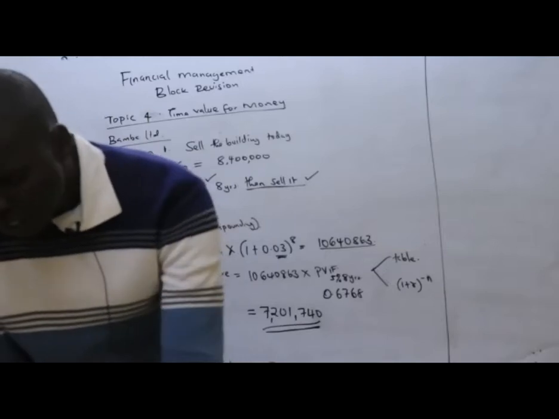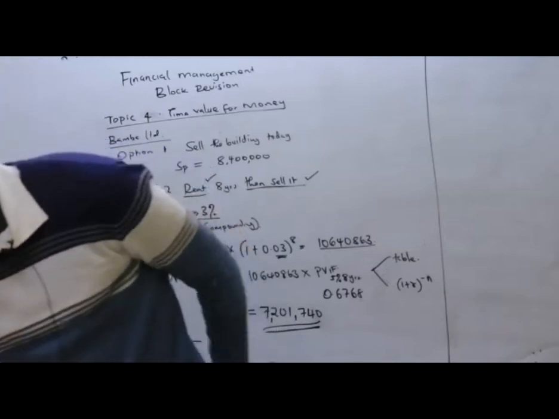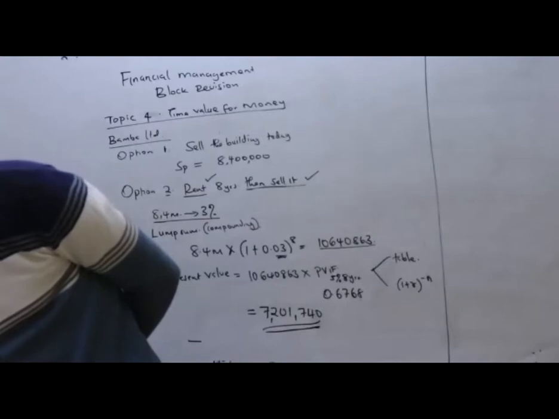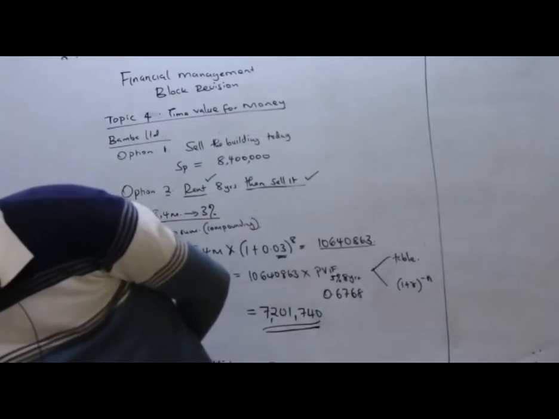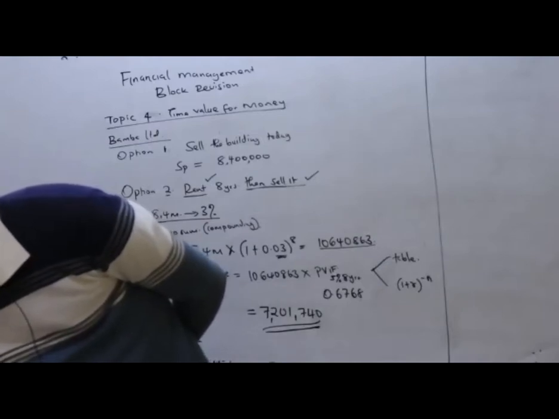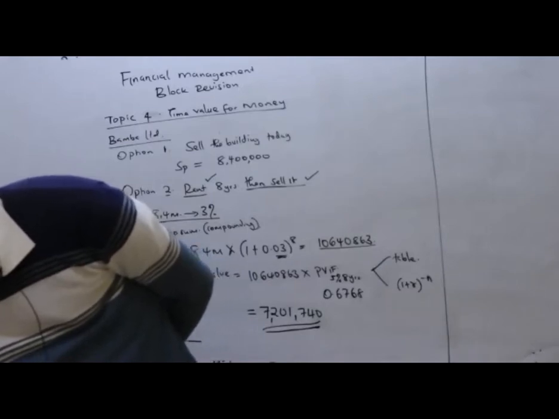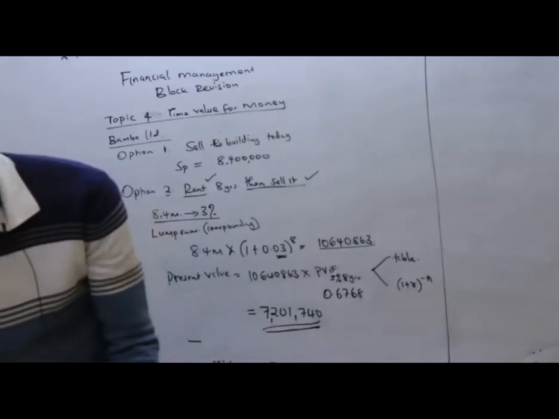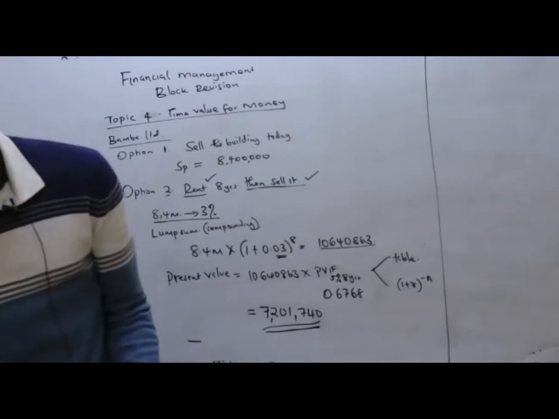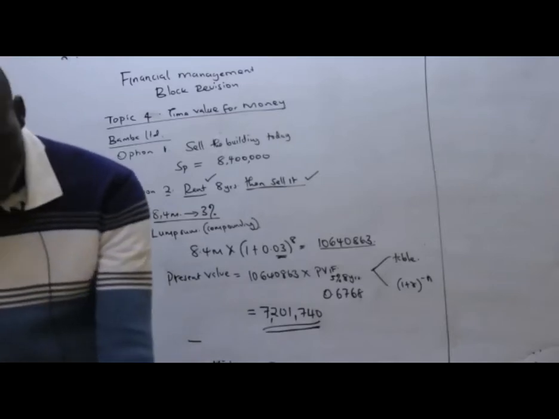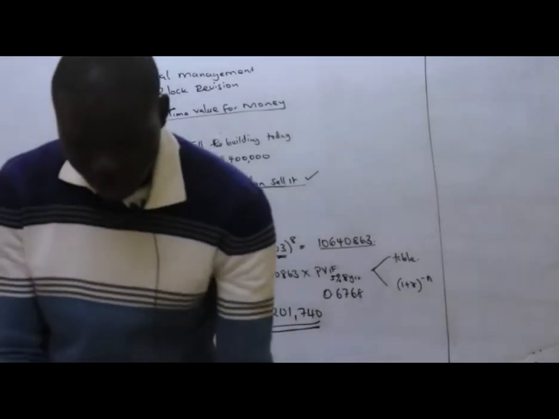My table is telling me it is 6768 and not 6763. My table is showing 68. Unless you are using a different table.